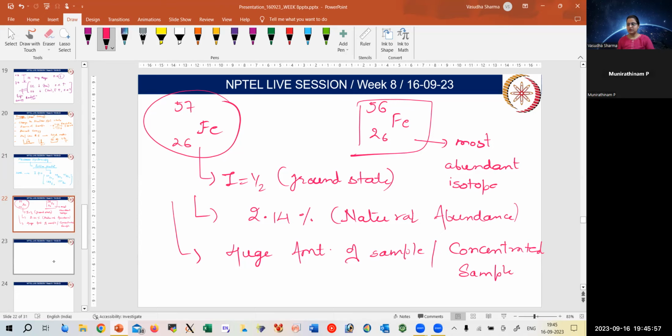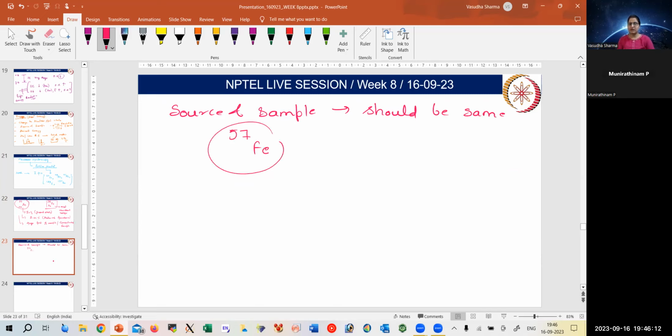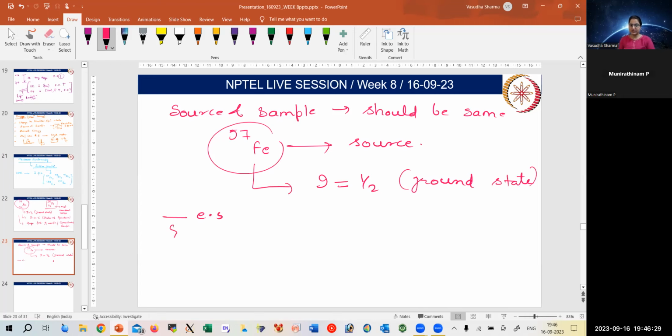Now, as we said, that source and sample was our first condition, they should be the same in Mossbauer spectroscopy. So in this particular case, if I'm talking about iron-57 as my sample, the source has to be iron-57 only. But we saw that iron-57 in natural abundance exists as I equals half, that's a ground state, right? And for Mossbauer, the source should be in the excited state so that it can emit some energy on coming to the ground state.